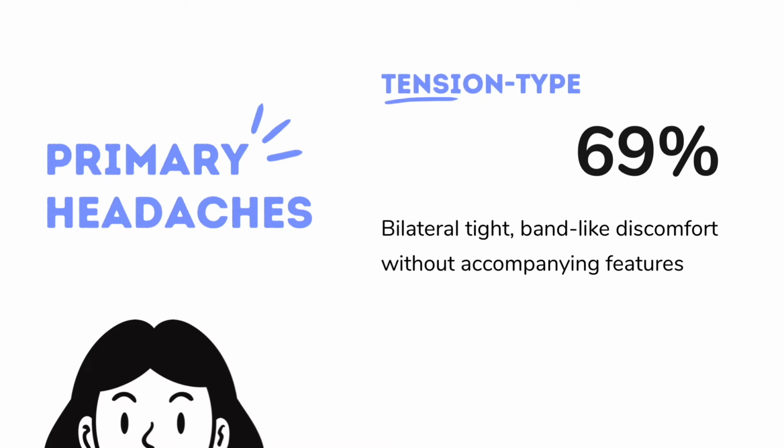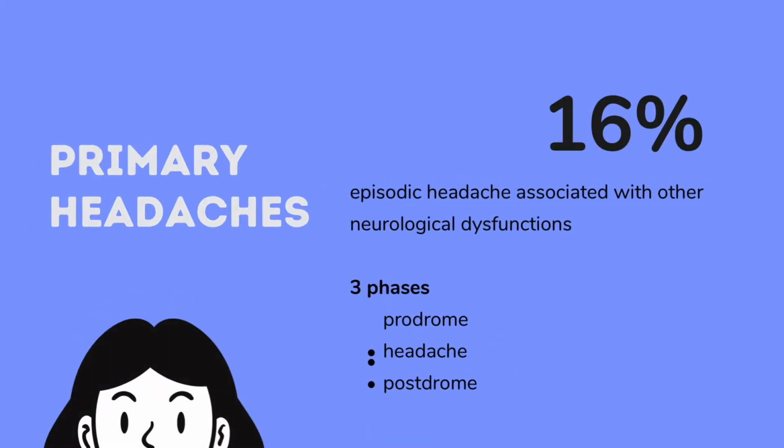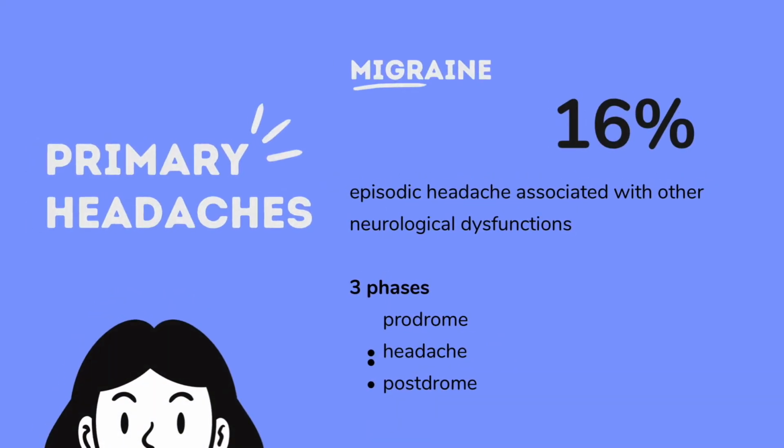There are several kinds of primary headaches. The most common kind is tension type with 69% incidence. It is characterized by bilateral tight band-like discomfort without any accompanying features. Migraine, on the other hand, which is the second most common kind of headache with 16% incidence, is defined as an episodic headache with associated features.